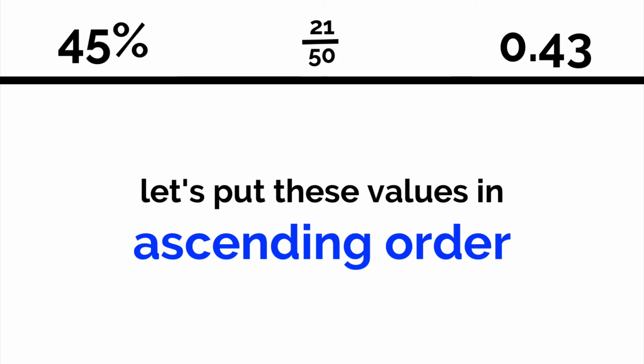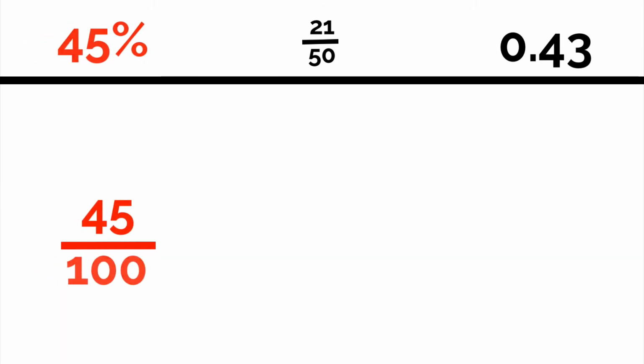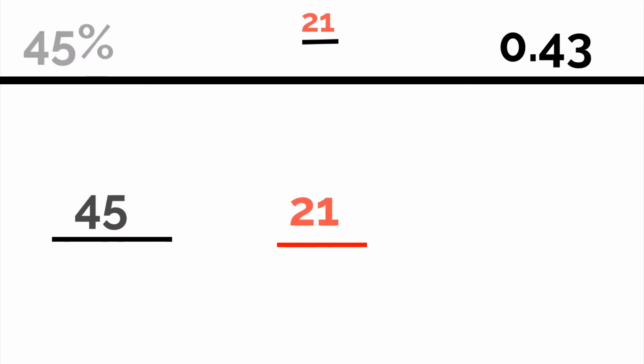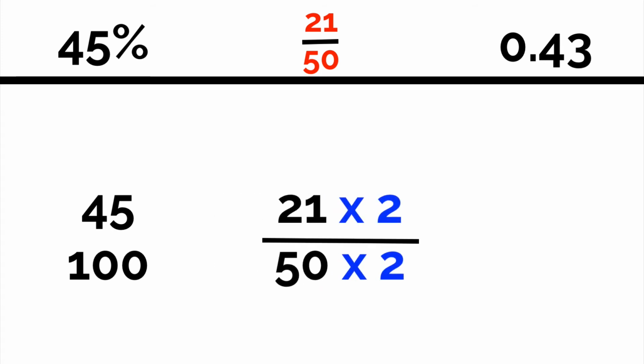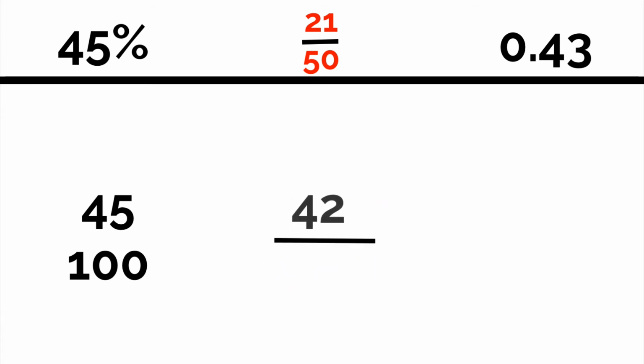Let's do a quick exercise. Here are 3 values: 45%, 21/50ths, and 0.43. Let's try to arrange these from least to greatest. Well, 45% is the same as 45 over 100. What should we do with this fraction? Well, if you want to compare it to another fraction, it must have 100 in the denominator. So let's get this one looking that way too. Multiplying both numbers by 2, we get 42 over 100.